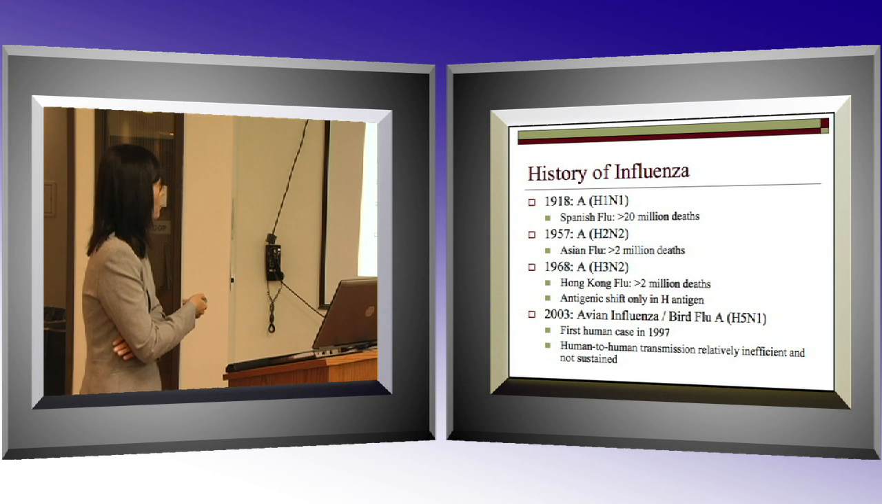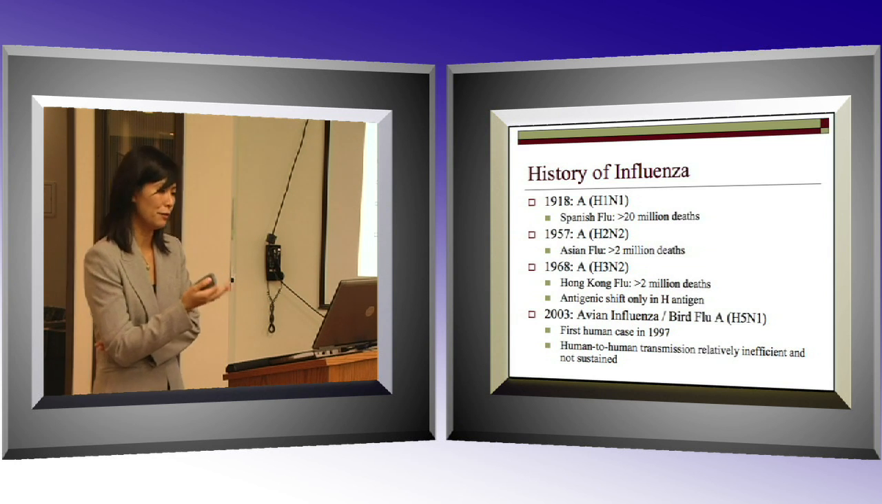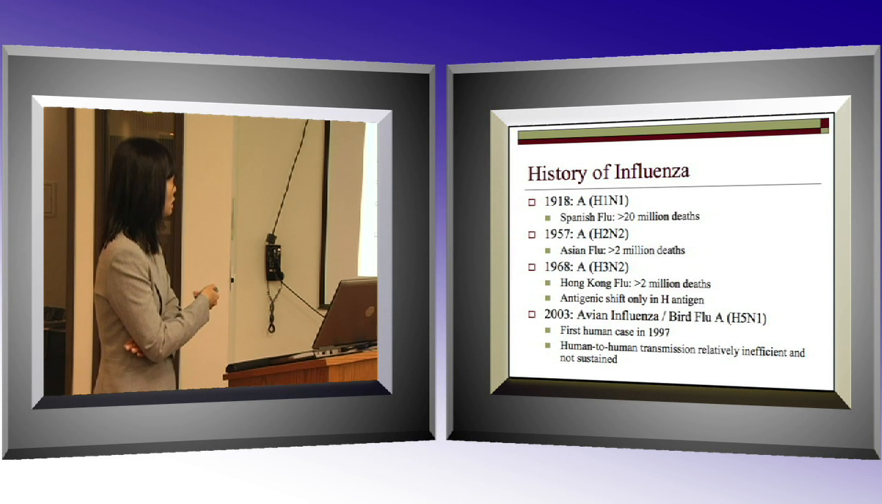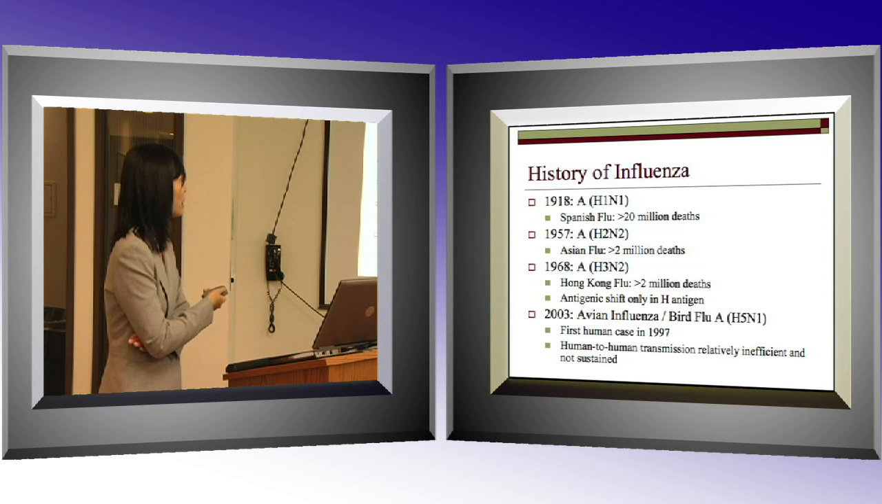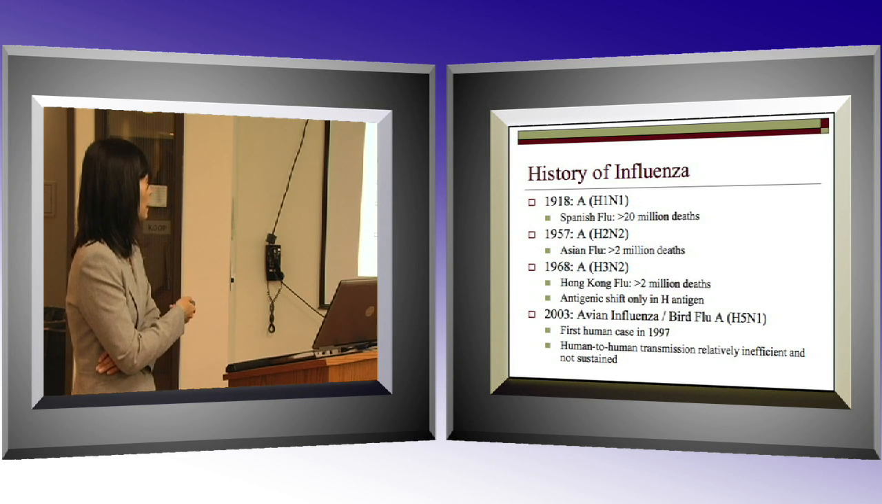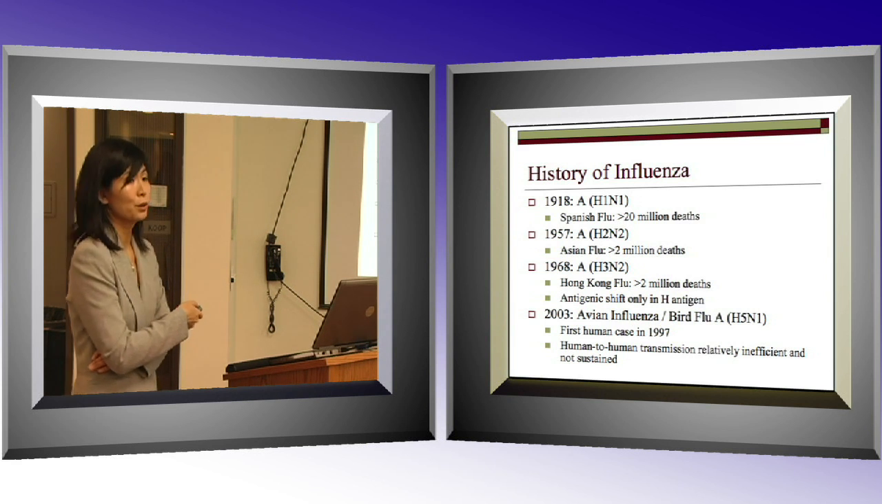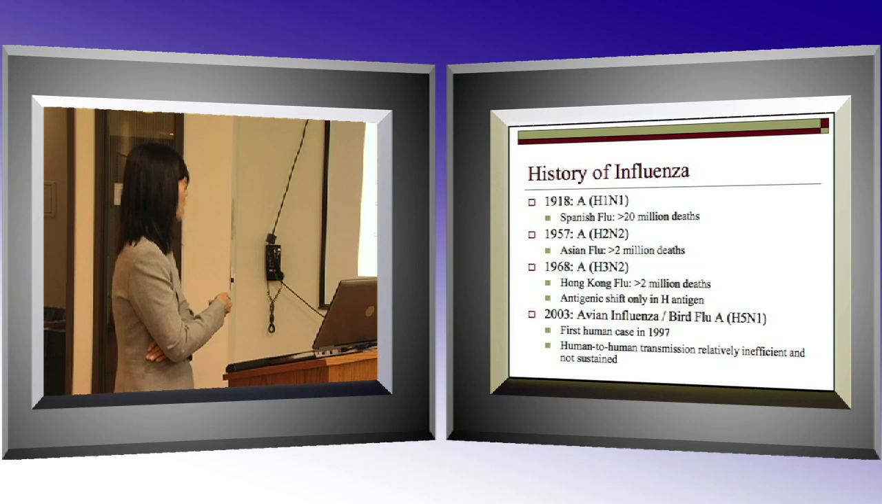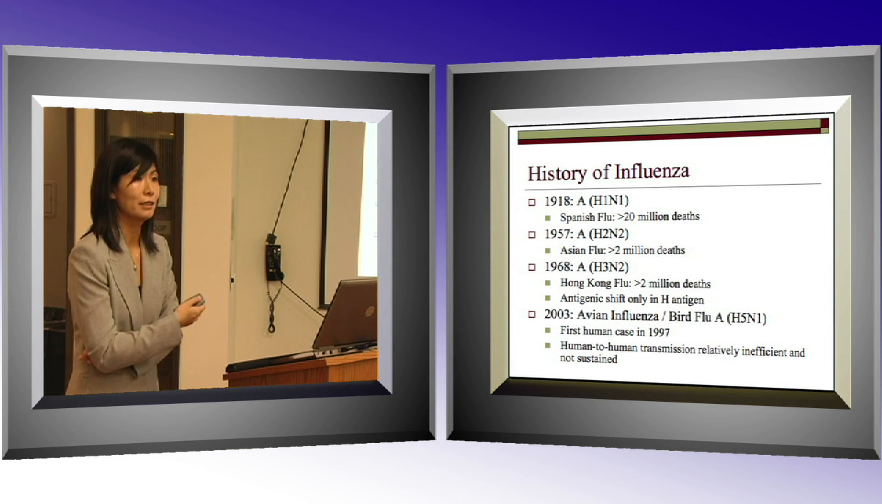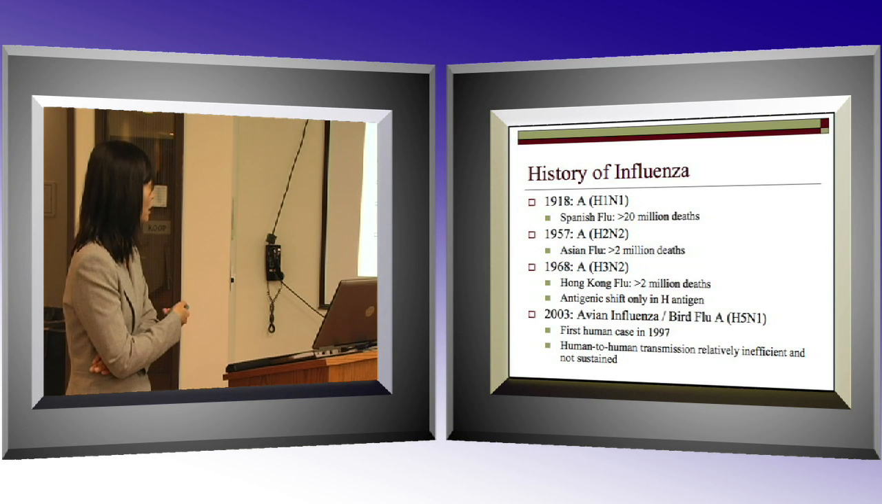Okay, this is a brief history of the various influenza pandemics that occurred globally. In 1918, there was a Spanish flu that had taken more than 20 lives. And then in 1957, we had H2N2. It's considered the Asian flu, and there were more than 2 million deaths. In 1968, the Hong Kong flu, of course, type H3N2, also caused more than 2 million deaths. And there was an antigenic shift only in the H antigen. But simply put, it did cause a high mortality rate there.